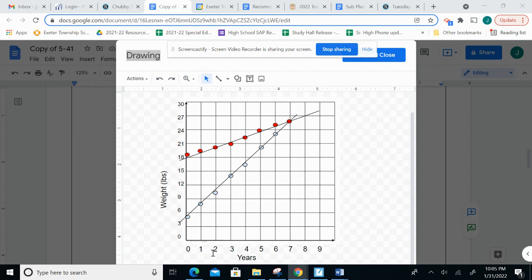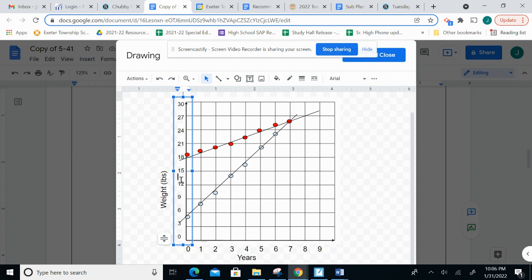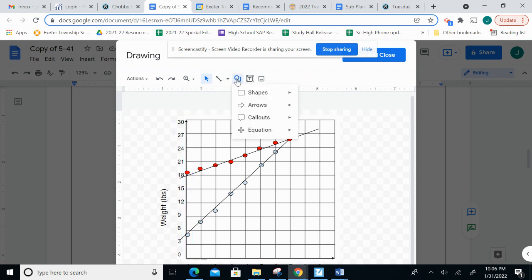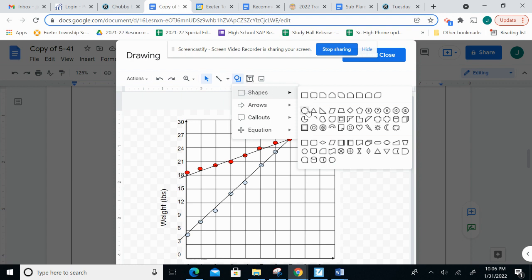This is not particularly hard. I know it looks like I did a lot, but all I did was create a text box here, spaced out my numbers, and created a text box here. This could have been in the same text box, but I did it separately. And then these points, all you have to do to create a point is shape, make a circle.